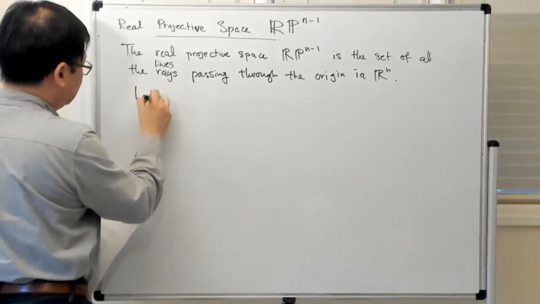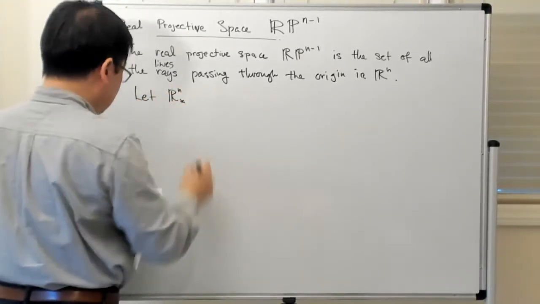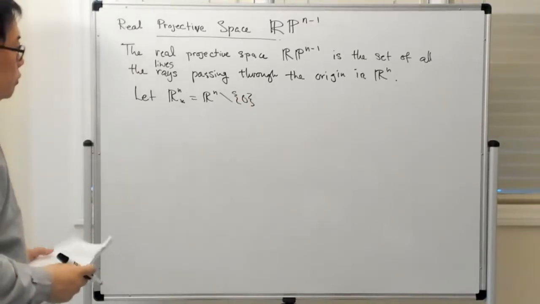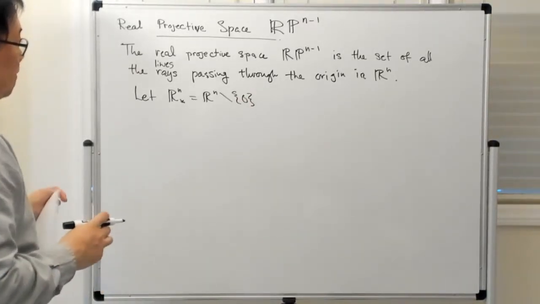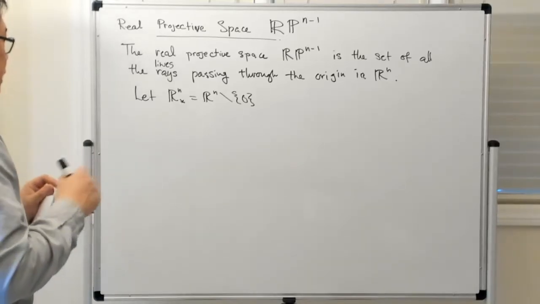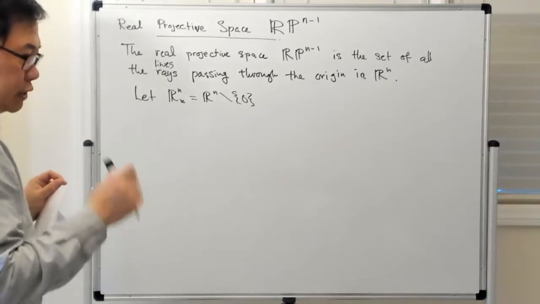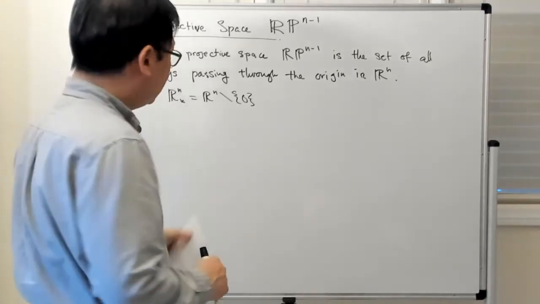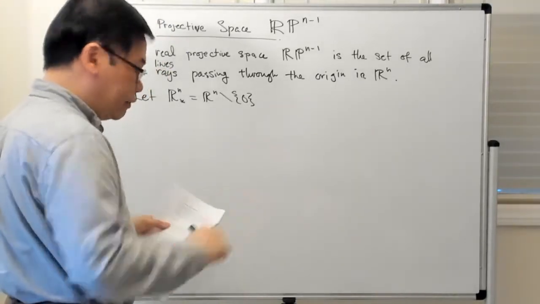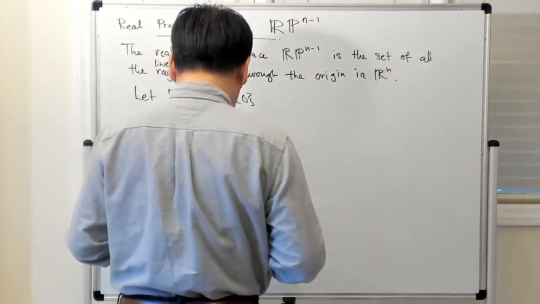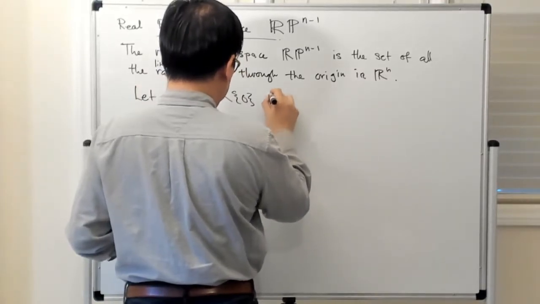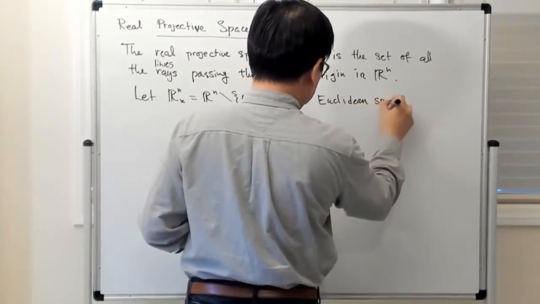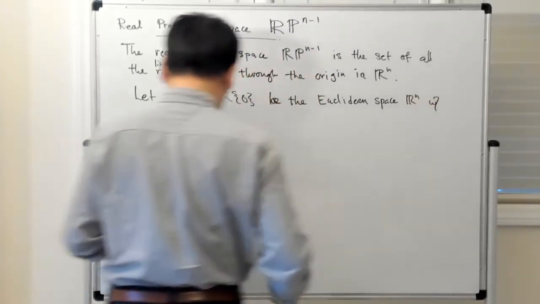So let R^n_* be R^n excluding the origin. And the idea, of course, is that you can characterize the set of lines passing through the origin by having some non-zero vector in R^n, and then looking at R times that vector. That gives you, of course, the line which goes through the origin. So this is the Euclidean space R^n with the origin removed.